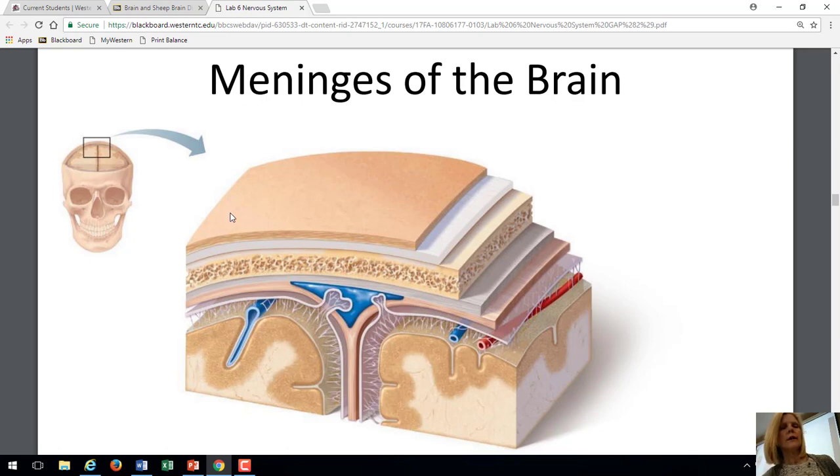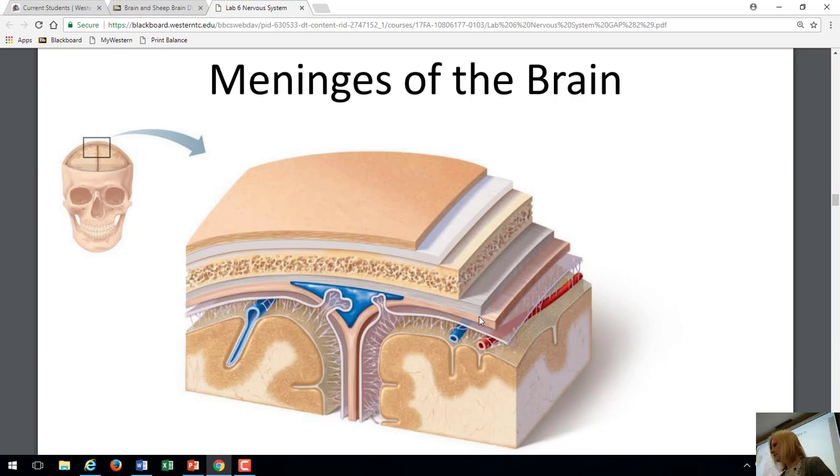So looking at the layers then, this is the skin, the connective tissue covering, then we have bone, then we have a basement membrane. But looking at this first layer, we have the dura mater. The dura mater is the toughest layer over the brain. We can see there's two layers here in this model. Both of those make up the dura mater. So it's almost like a thick canvas over the brain to protect it.